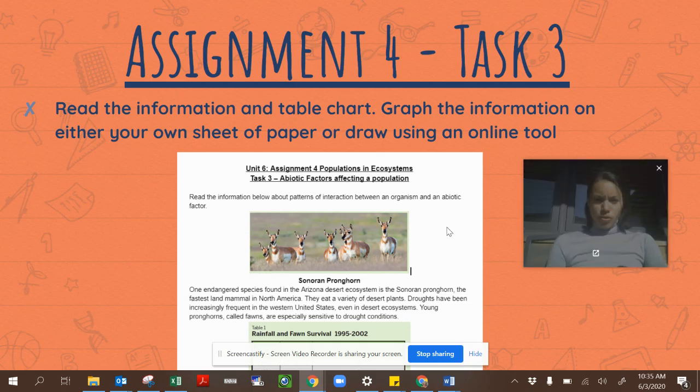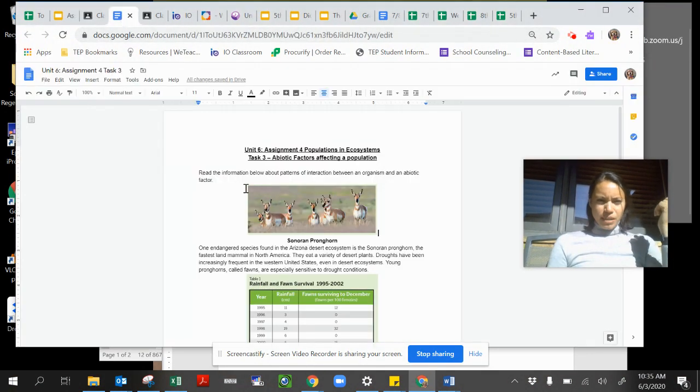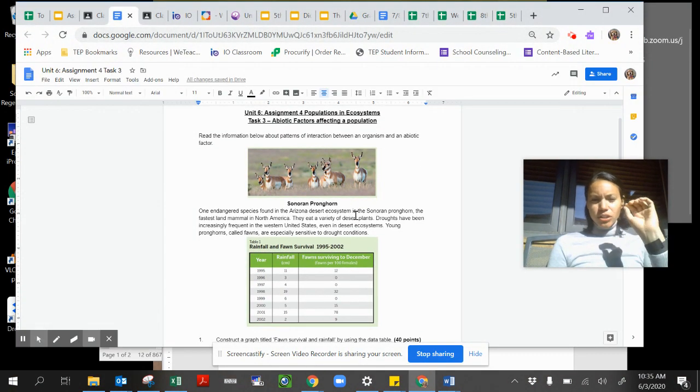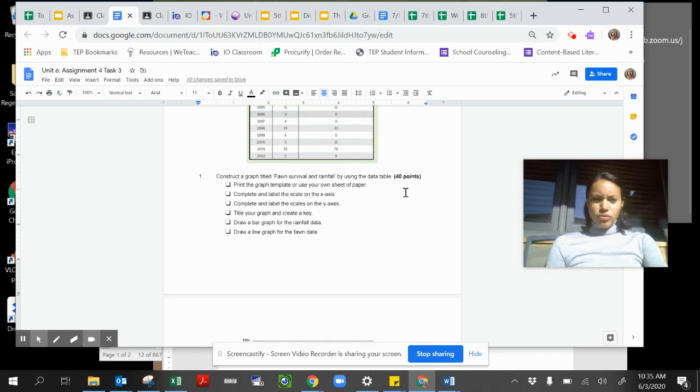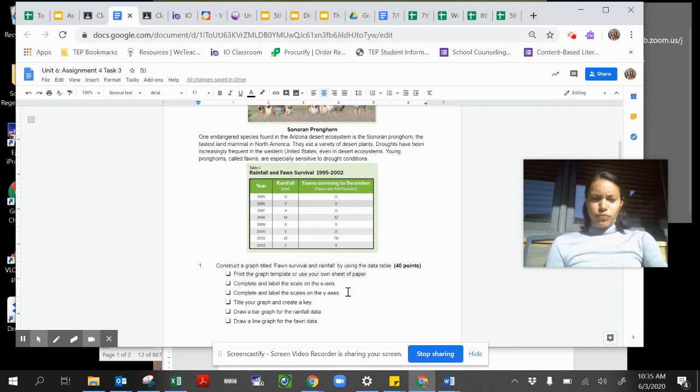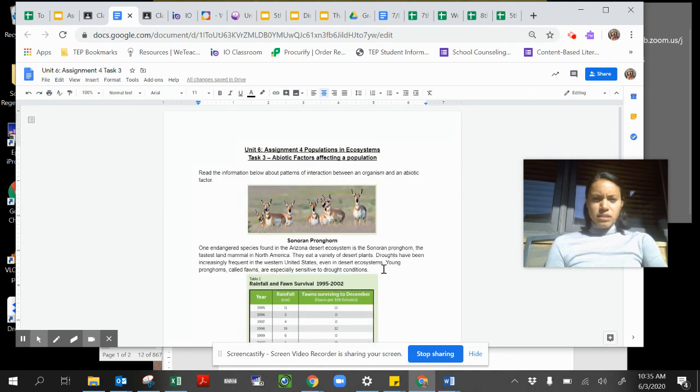So I'm going to go through your assignment. This is how it looks. Each of you has the assignment, and I'll be checking on y'all gradually. The graph itself is worth 40 points. This whole assignment is worth 100 points. Small information: if you don't know what a Sonoran pronghorn is, this is what it is. It's kind of like the antelope of Arizona.